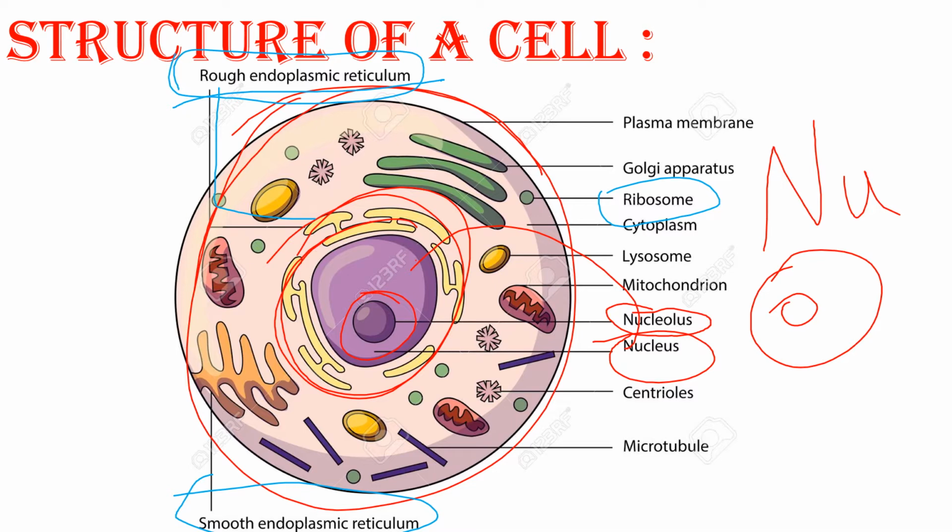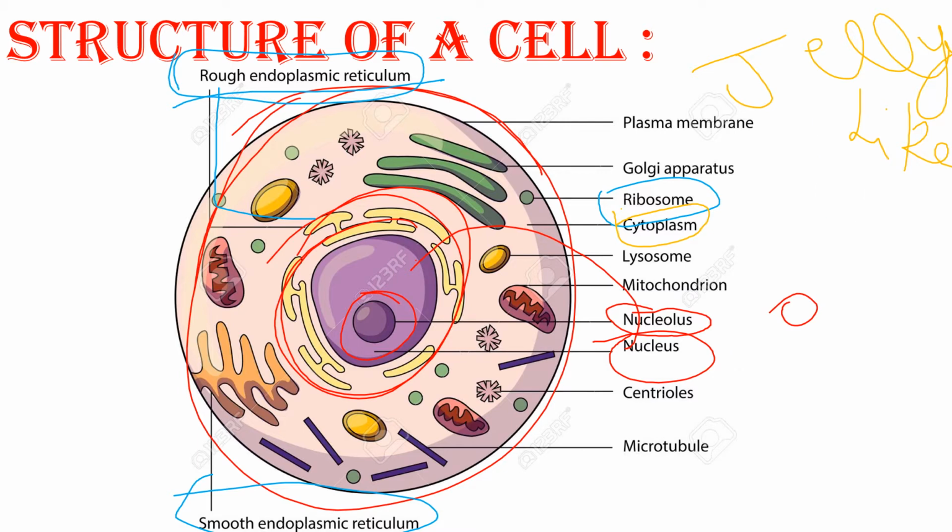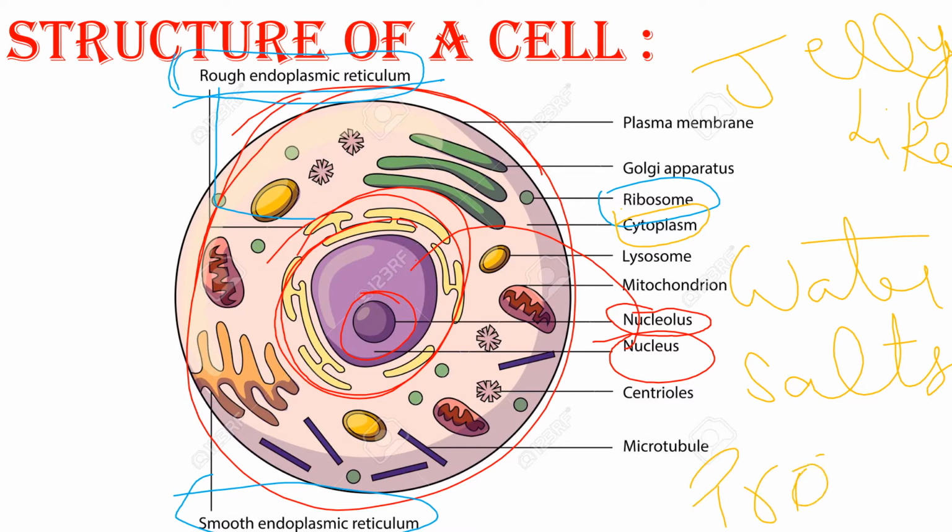And you all know cytoplasm. Cytoplasm is a jelly-like substance, which is mainly comprised of water, salts, and proteins. That means amino acids, water H2O, and salts.